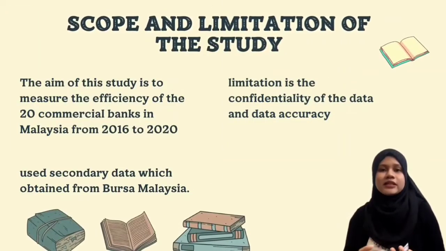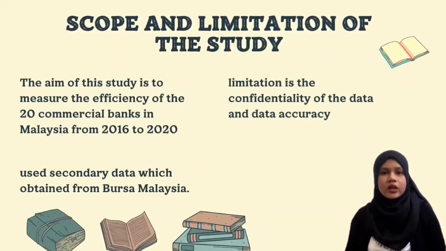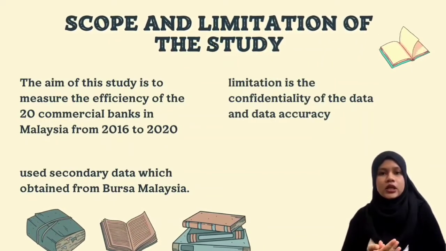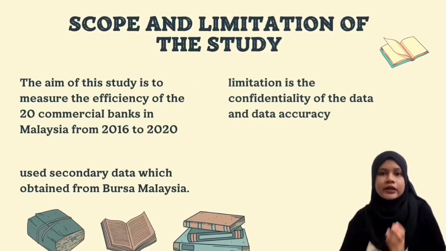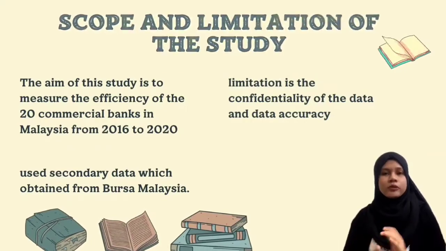Scope and limitation of the study. The aim of the study is to measure the efficiency of 20 commercial banks in Malaysia from 2016 to 2020. We use secondary data obtained from Bursa Malaysia. The limitations of the study are data confidentiality and data accuracy. Confidential data is hard to find, and the accuracy of the findings in the study will be based on the accuracy of the secondary data obtained from the website.